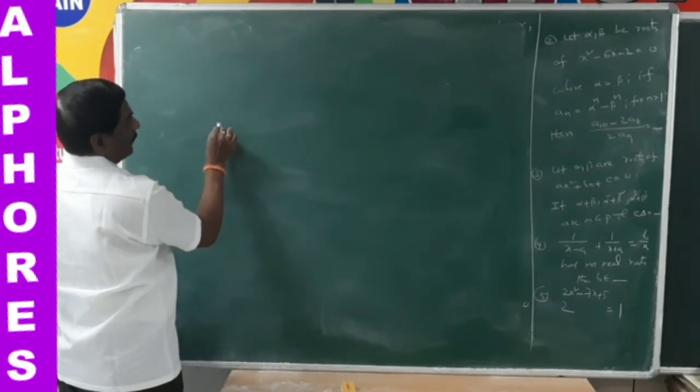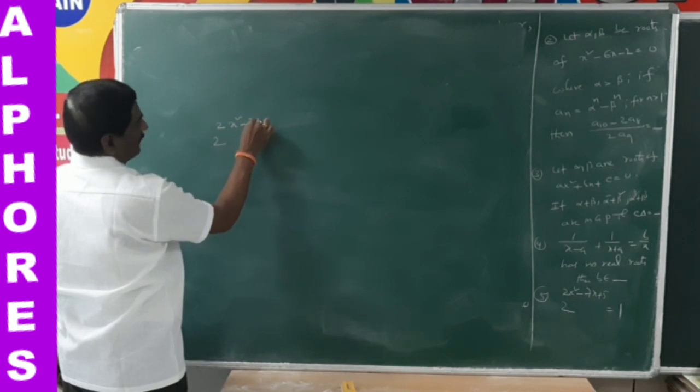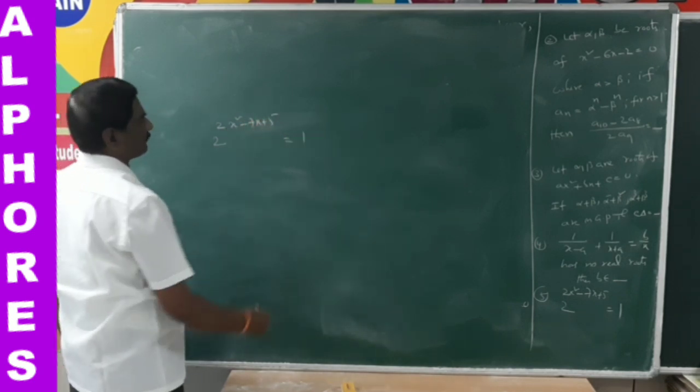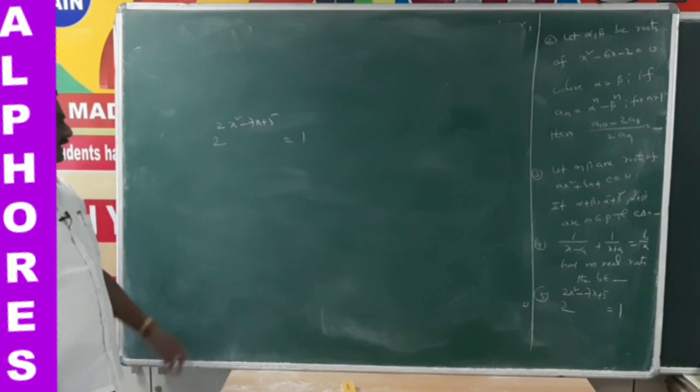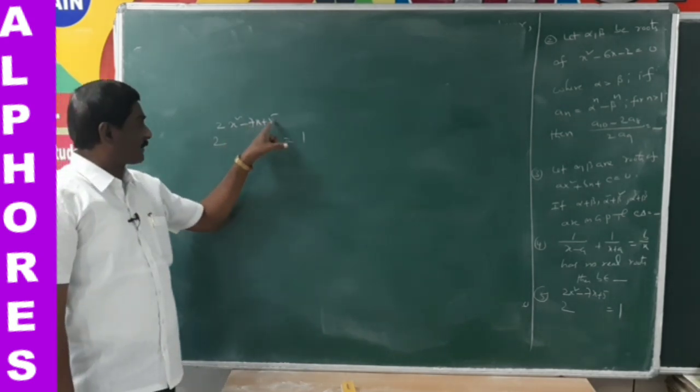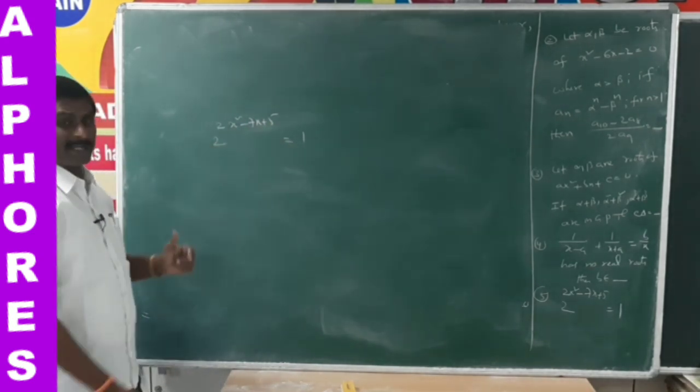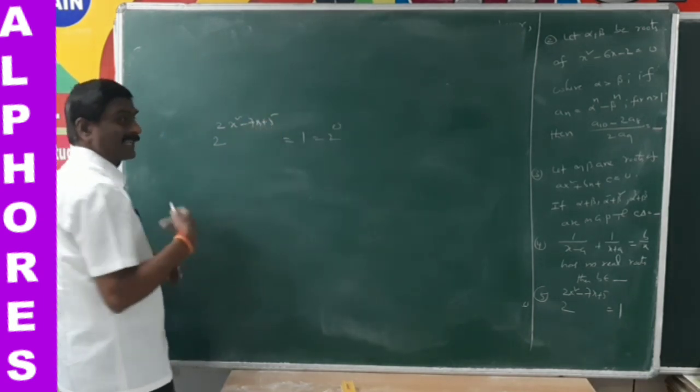Solve the equation 2 power (2x² − 7x + 5) is equal to 1. Simple model. In this case, 2 power (2x² − 7x + 5) is an exponential equation. 1 can be reduced into 2 power 0, since any base to the power 0 is 1.